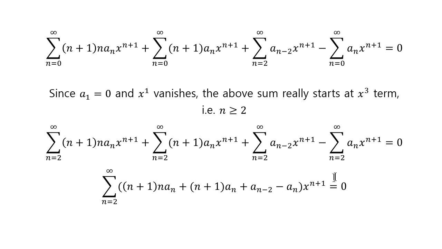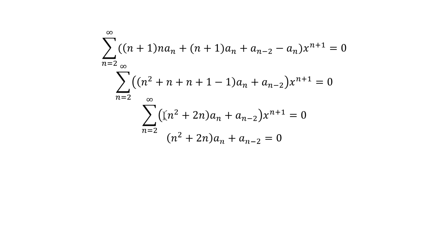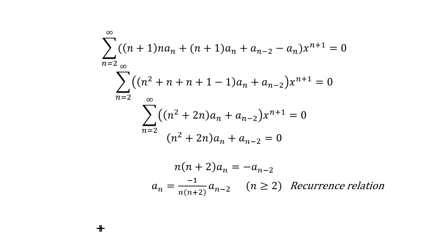So I put them together and I factor the x to the n plus 1 out, and that leaves you with this, which means, if I further simplify, that n squared plus 2n plus an minus 2 will be the coefficient of some x power. The theorem for power series says if this is true for some value of x in an interval, then the coefficients have to be 0, and therefore you set the coefficient equal to 0, and the result is you get this recurrence relation.